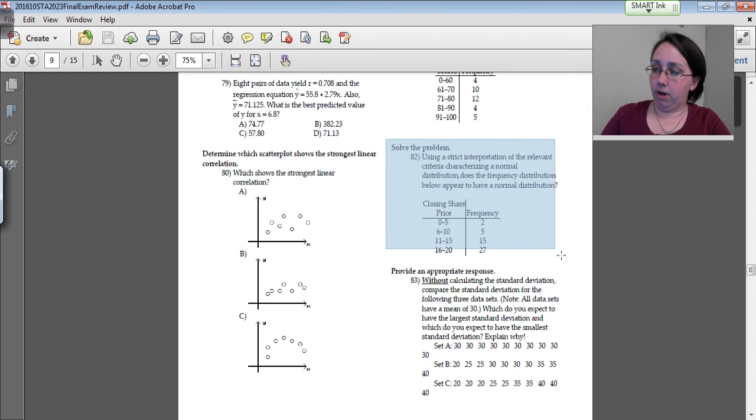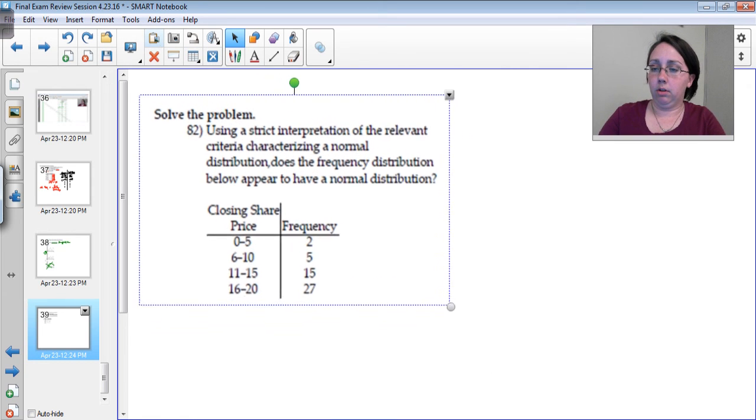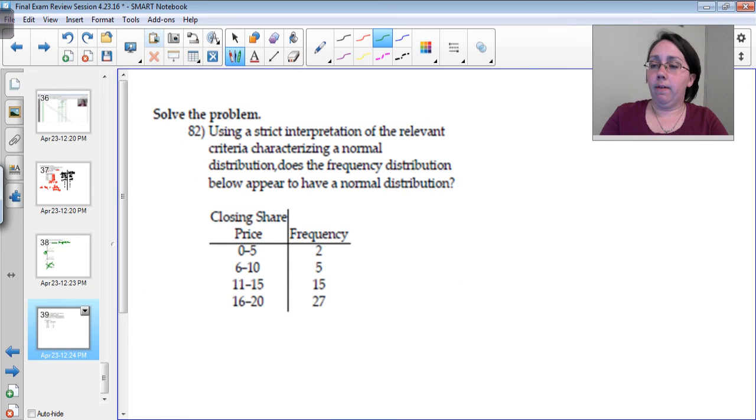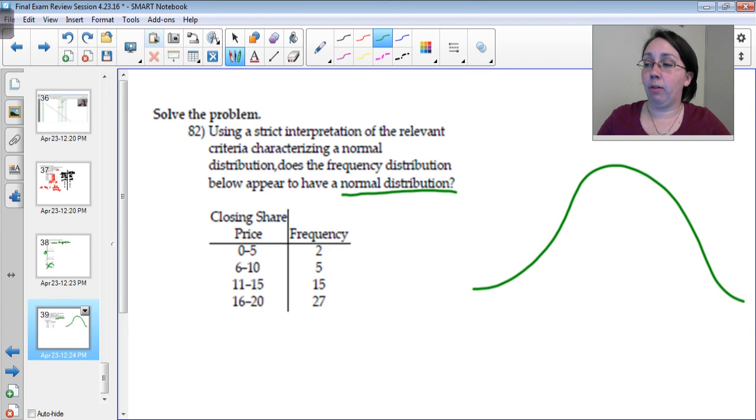All right, does the following appear to have a normal distribution? Now, there's no picture here. What does a normal distribution appear in term? What does a normal distribution mean about the values, the frequency? Ascend and descend. It goes up and then down, like a bell curve. So this is what your frequencies should do. They should increase, and then they should decrease. Did they decrease?